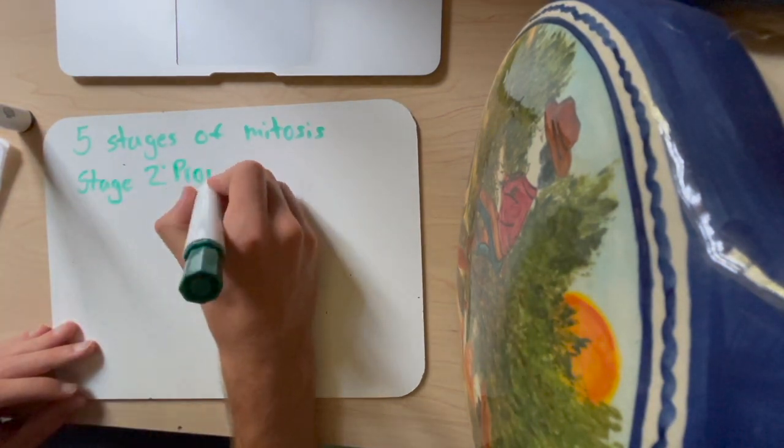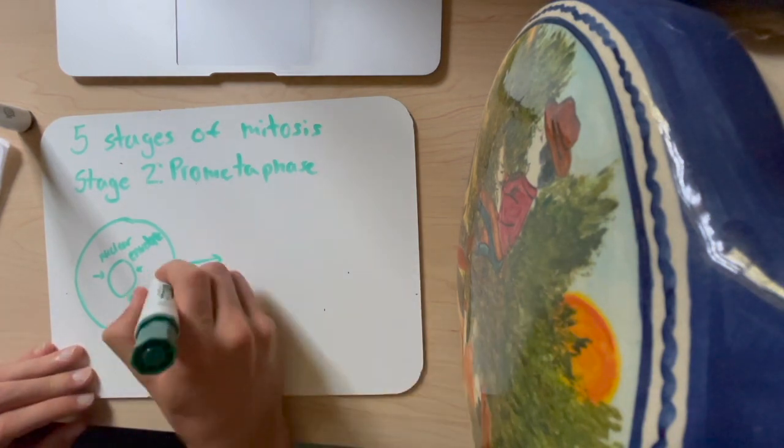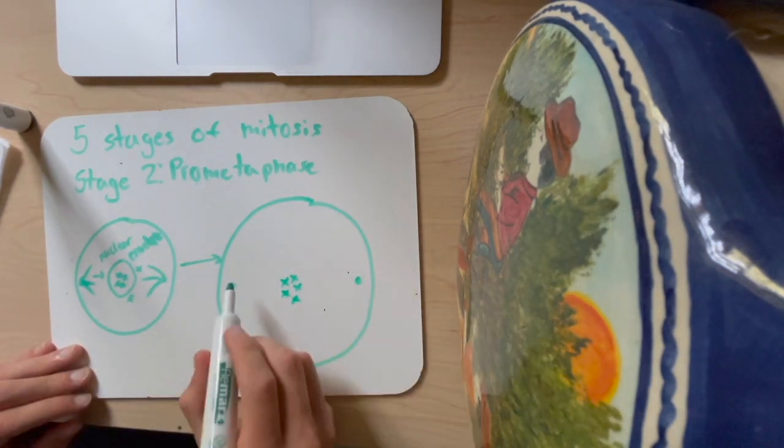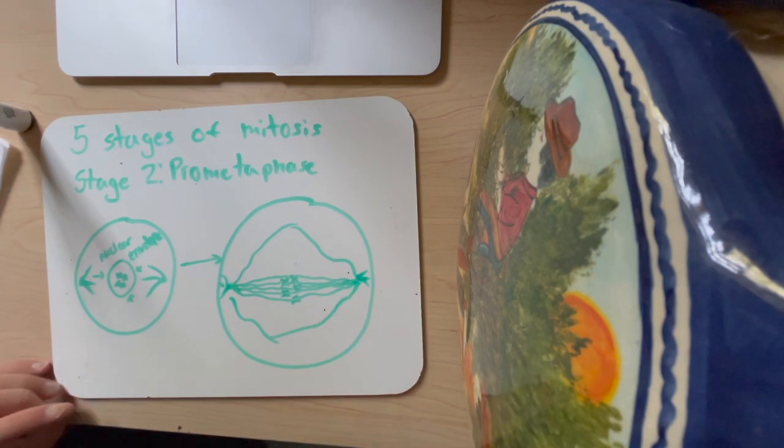The second stage of mitosis is prometaphase. In prometaphase, the nuclear envelope breaks down and sister chromatids attach to the microtubules at their kinetochores, which move the chromosomes to the center of the cell.